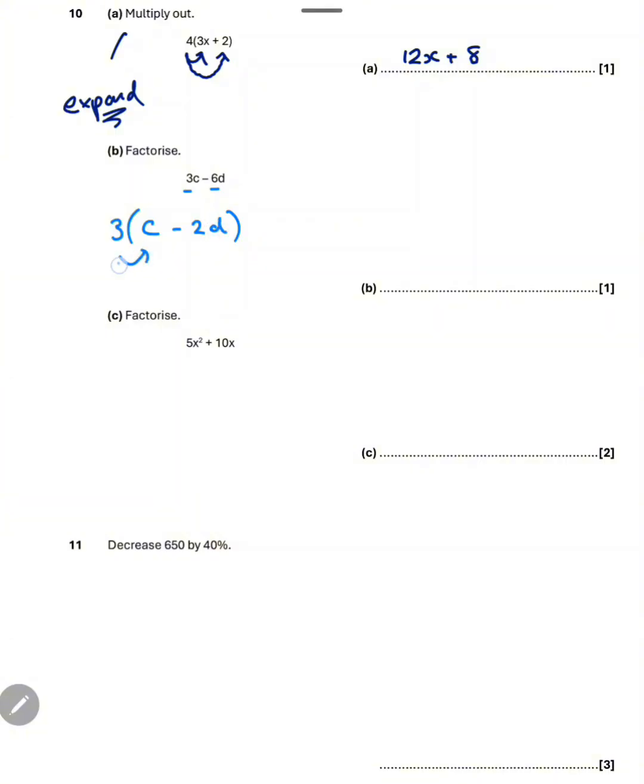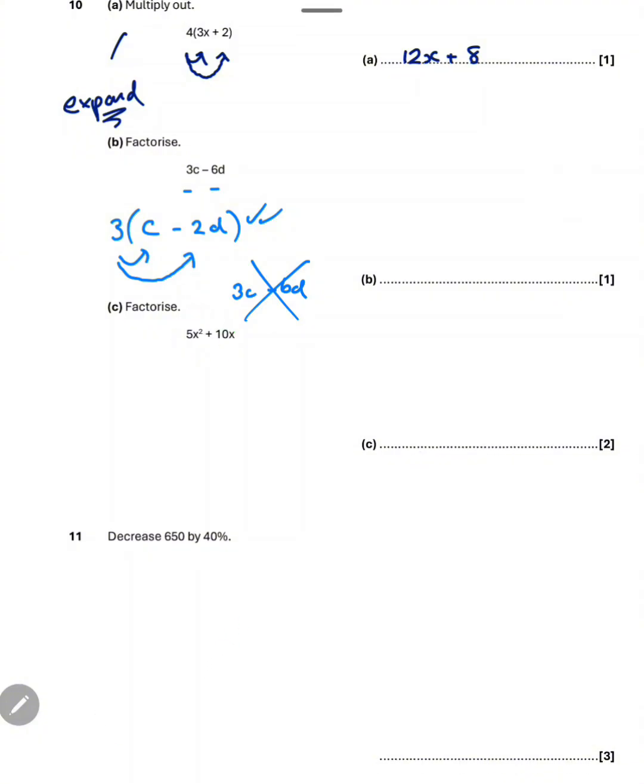You can always double check. Expanding is always easier than factorising, so just re-expand. You'll get 3c minus 6d. Yeah, but just make sure you're showing that's your final answer. And then we're going to factorise.